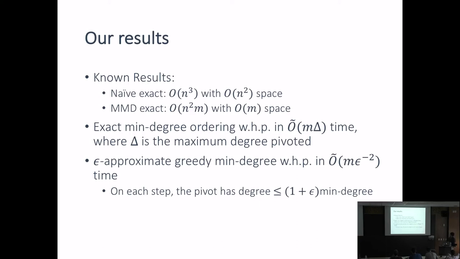And our main result is an approximate greedy min-degree algorithm, and it runs in time O tilde of m times epsilon to the minus 2. Epsilon approximation here means that at every single step, we pivot a node with degree upper bounded by 1 plus epsilon times the min-degree at that step. It's possible that at a step the min-degree is very huge, but it's fine. We find the node with the degree at that moment upper bounded by 1 plus epsilon times the min-degree. Okay, so before we talk about the details, we need to talk about the implicit representation of the fill.